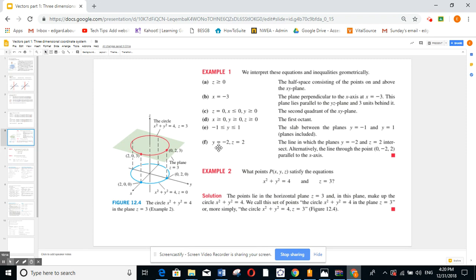Y equal to -2, we all know it's a plane perpendicular to the y-axis at y equal -2. And you have z equal to 2, which is another plane. So we have the intersection between two planes. The intersection between two planes is a line, because, let me graph it in GeoGebra, you have y equal -2 and z equal to 2.